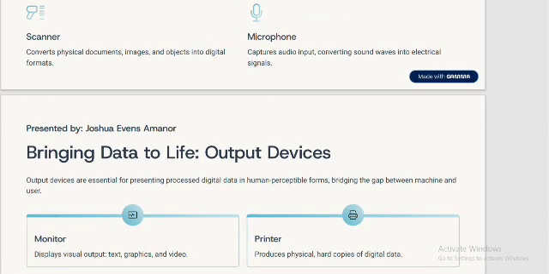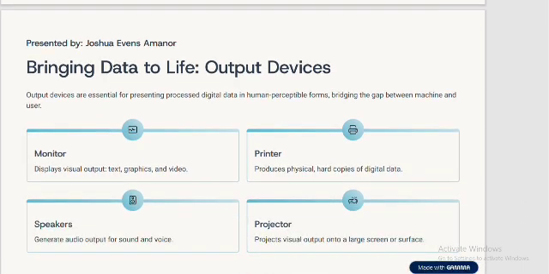Then you move on to bringing data to life: output devices. Output devices are essential for presenting processed digital data in human-perceptible forms, bridging the gap between machine and user. That means output devices allow us to effectively communicate between the human and the machine.